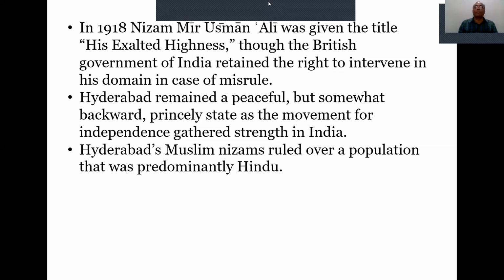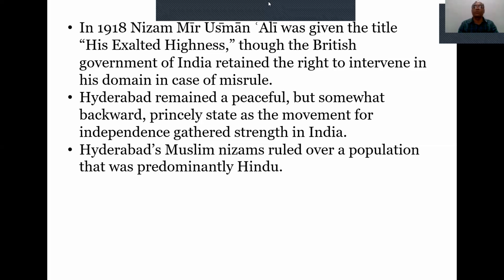So Hyderabad remained a peaceful but somewhat backward princely state as the movement of independence gathered strength in India. The British had taken control over the Hyderabad state, and as they had taken control, the Nizam showed a kind of indifference towards the state. And this was one of the reasons, though the state was peaceful, why the state became a backward state. So this is one important point that is connected to the backwardness of not only Hyderabad as a state, but the Muslims as a population in the Hyderabad state.